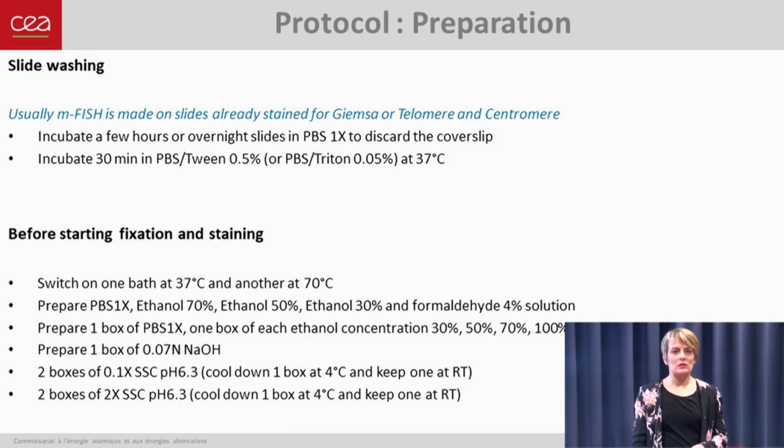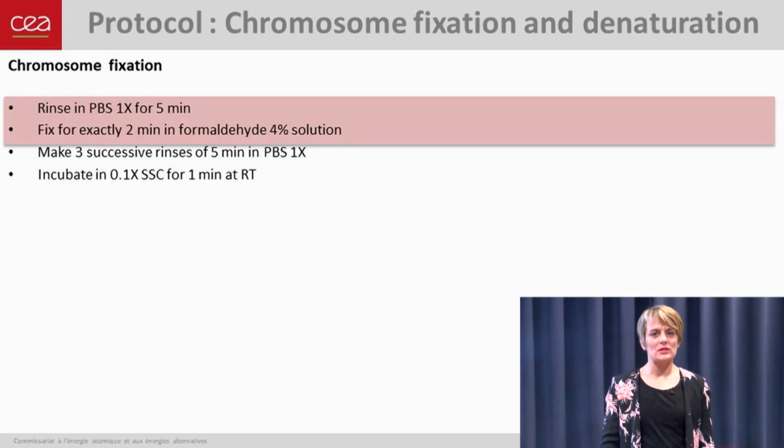After coverslip removal by a regular PBS prolonged incubation, we incubate 30 minutes in PBS Tween 0.5% at 37 degrees. Before starting, you can prepare the solution as indicated in the slides. The first step consists of preparing the slides by fixing the chromosomes in formaldehyde. This step needs to be performed even if the chromosomes had already been fixed previously for performing another staining. Don't forget to work under the chemical hood.